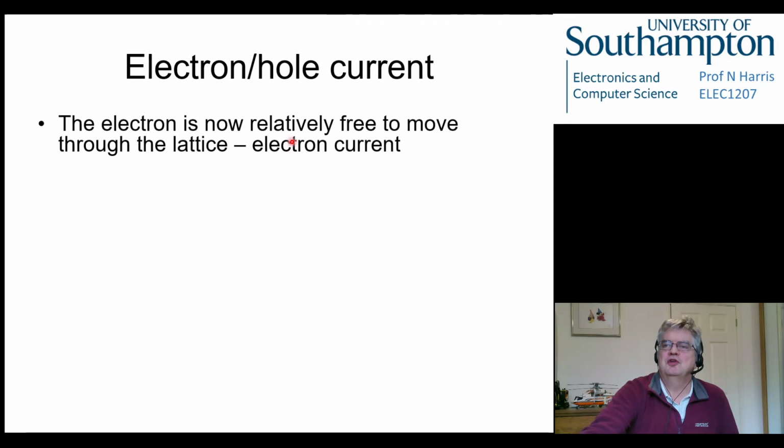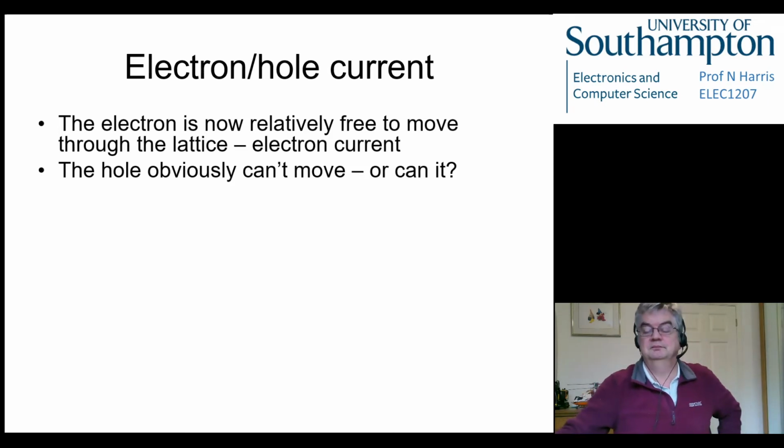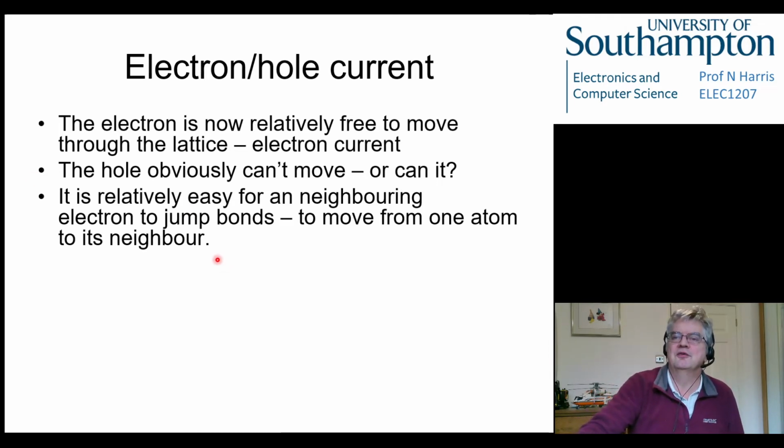So this electron is now relatively free to move through the lattice, or the structure of the crystal, and that's called an electron current because it's electrons that are moving. Okay. The hole, which has been left behind, can't move. Or can it? Well, because I've asked that, the answer is obviously yes, because we talk about hole currents anyway.